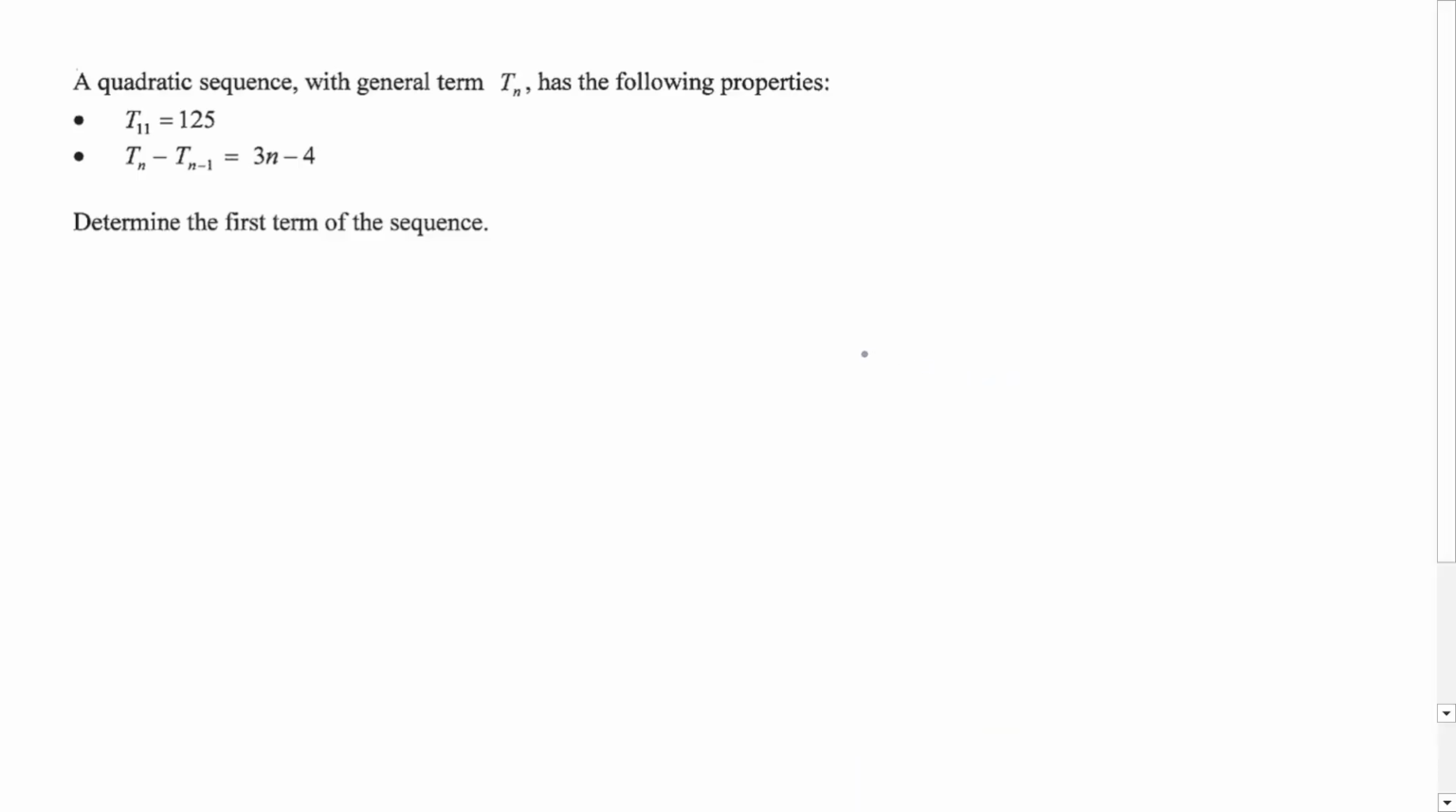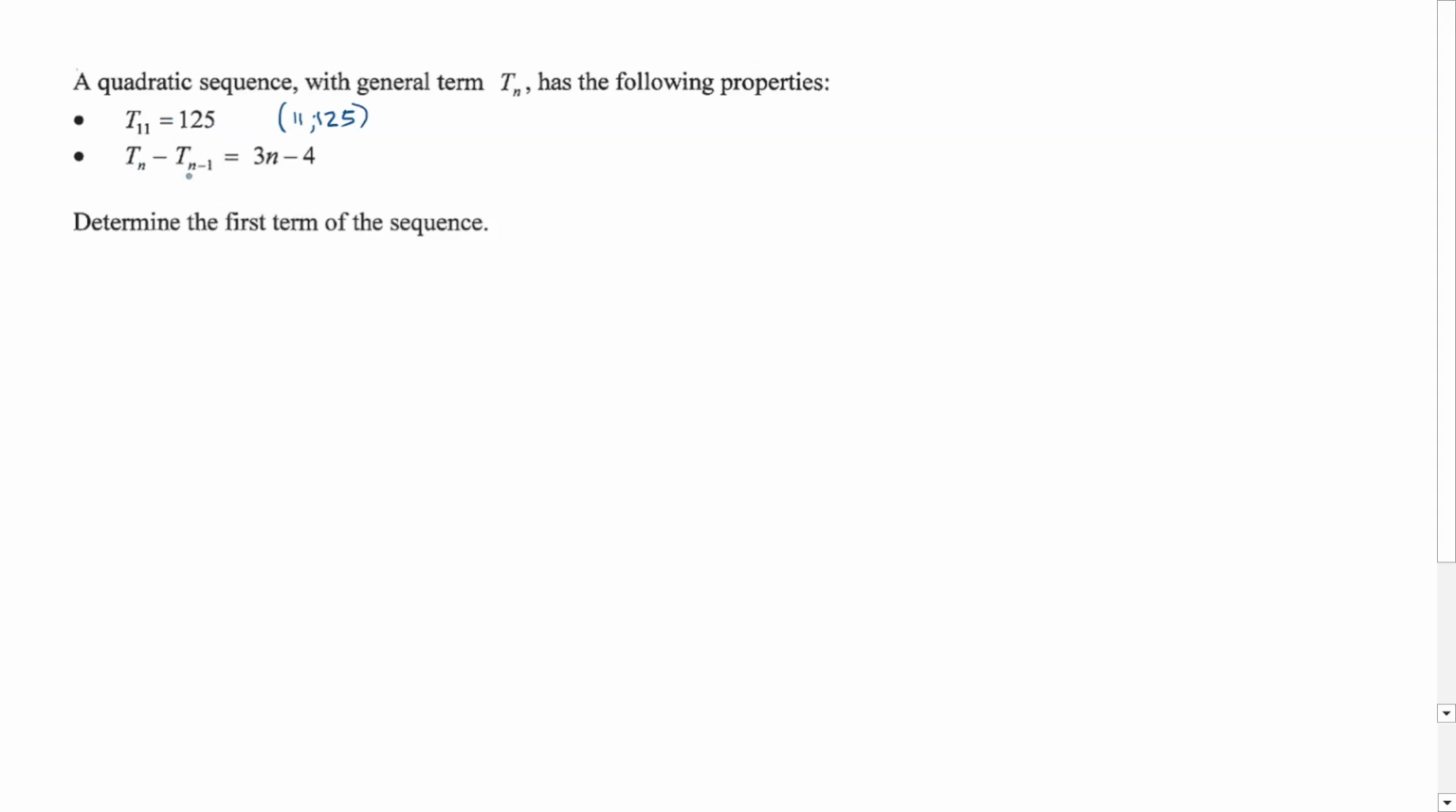This has got to be one of the coolest, unique tricks that I've seen in quadratic patterns. And so what you've got is term 11 is 125, which we can think of as a point. So when n is 11, Tn is 125. So just bear that in mind.